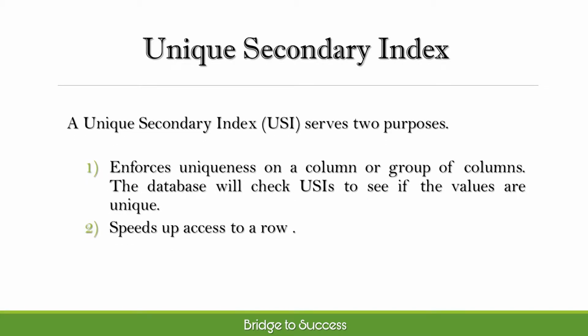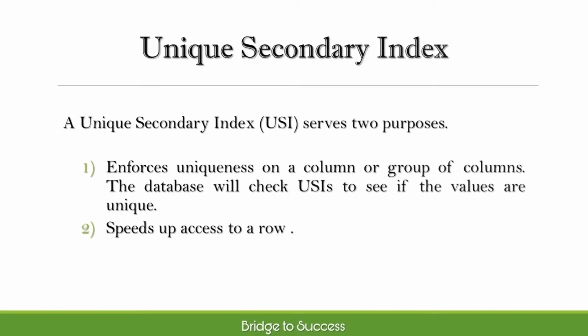A unique secondary index serves 2 purposes. Enforces uniqueness on a column or group of columns. The database will check USI to see if the values are unique. Speeds up access to a row.